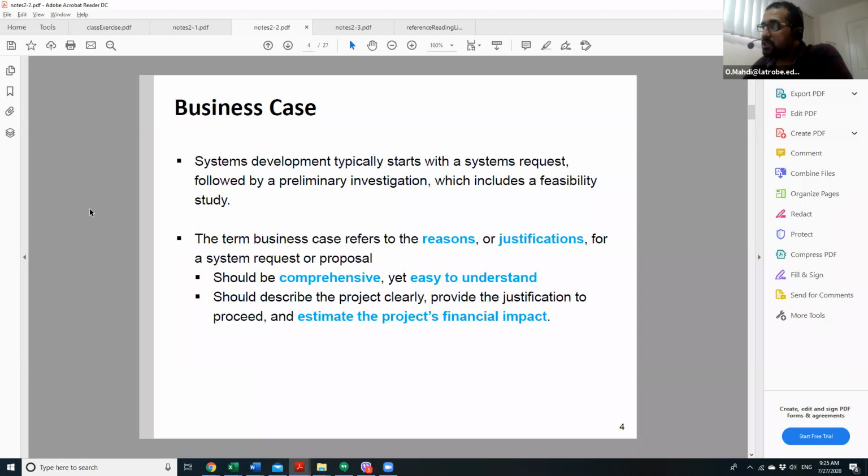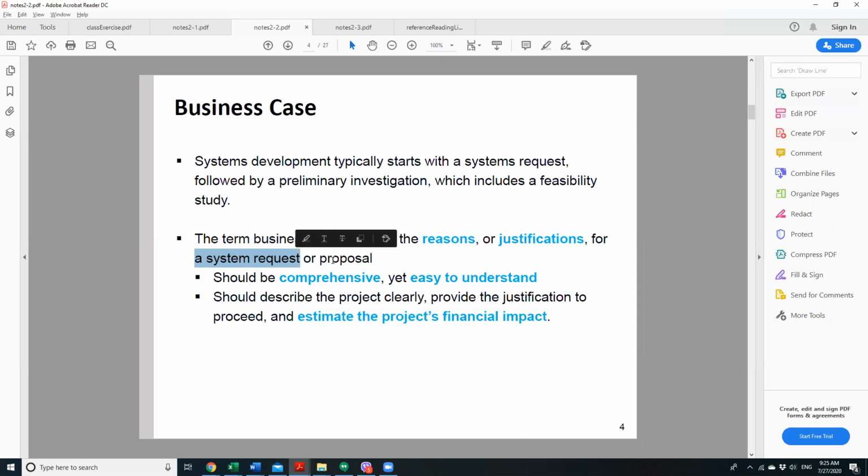A system development typically starts with a system request, followed by a preliminary investigation, which includes a feasibility study. Now, the term business case refers to the reasons and justifications for a system request or proposal.